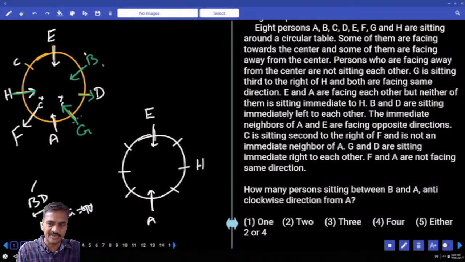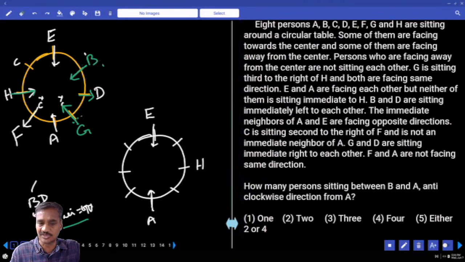And next one, F and E are not facing them, and neighbors are also opposite direction. The immediate neighbors of A and E, neither of them are the immediate neighbors of A and E. Hence, C must be away from the center. The immediate neighbors of A as well as the immediate neighbors of E are facing opposite direction. Clear? Now this is about question number 1 to 4.